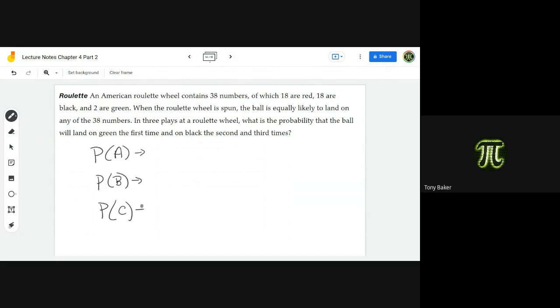The first one was green. How many green numbers are there on a roulette wheel? There's 2. And how many total are there? 38. So there's 2 green, 18 red, and 18 black. All your payouts are based on 36, not 38. The 2 greens are basically the house hedge. So you've got 2 out of 38. Now for black, on the second and third ones, how many black numbers were there? 18. So it's 18 out of 38, and then 18 out of 38.